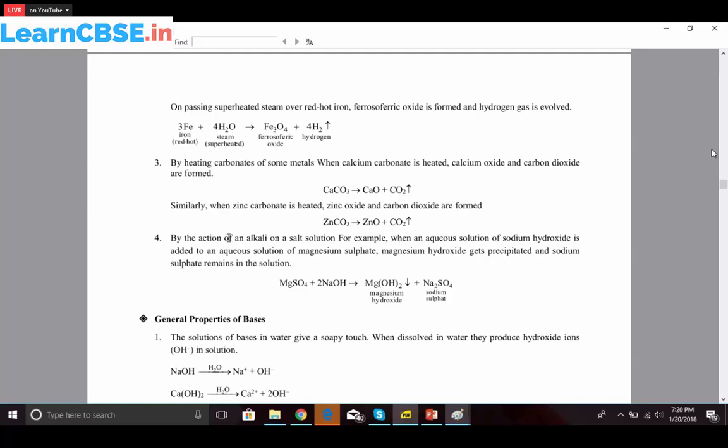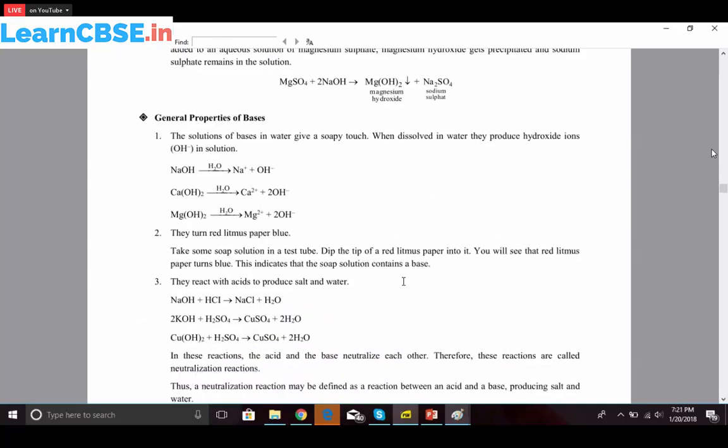The next one is by the action of an alkali on a salt solution. For example, when an aqueous solution of sodium hydroxide is added to an aqueous solution of magnesium sulfate, we get magnesium hydroxide, which is the base, plus Na2SO4. Magnesium hydroxide is insoluble, so it is shown with a downward arrow. It is a precipitate.